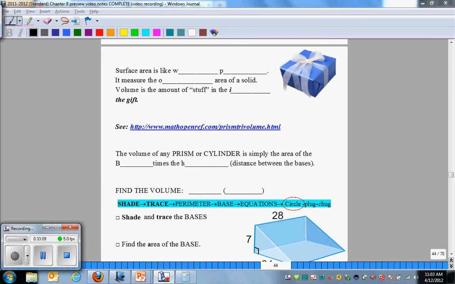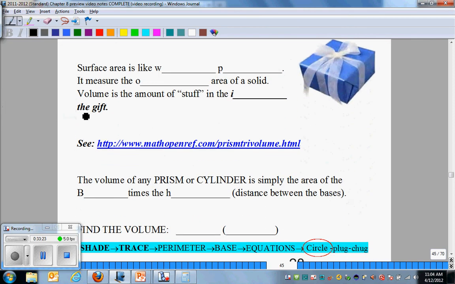So before we move on, we need to distinguish between area and volume. Imagine here if you had a wrapped gift. In that wrapped gift, surface area would be like the wrapping paper. It's the outer part of the gift. It's the decoration. It measures the outer area of a solid. Volume would be the amount of stuff, how big the box is on the inside.